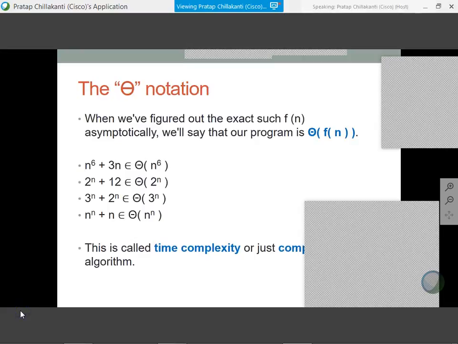Plus 12 theta of 2n, right? And then this notation is what we call time complexity. And there are three notations that we use: big O, big theta, and big omega. There are three complexity notations.